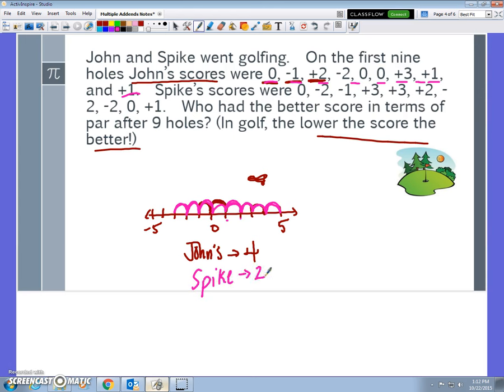A score of 2. And be careful, because this negative is up here, and it goes with this 2. So don't forget that's a negative 2. So 0, negative 2, negative 3, 0, 3, 5, 3, 1, 2. Yep, 2. Spike is 2. So the better score is actually Spike. Spike has the better golf score.